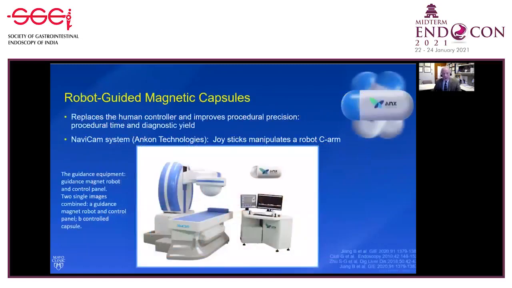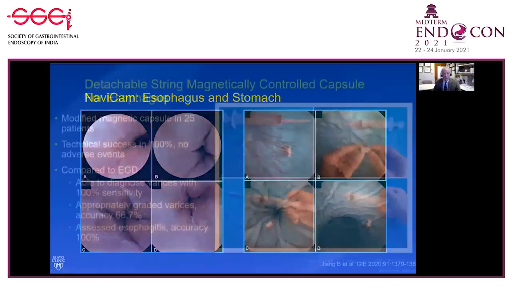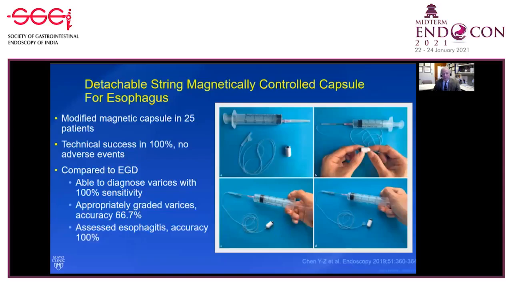Moving on to robot-guided magnetic capsules, it replaces the human controller, as you saw in the last picture, and improves procedural precision, as well as procedural time and diagnostic yield. And this Navicam system uses a joystick to manipulate the C-arm. And again, shows you very nice pictures, not only of the Z-line, but also of the stomach. And this shows a detachable string magnetic control capsule for the esophagus as well, that lets you get a good look at the esophagus and then move on to the stomach.